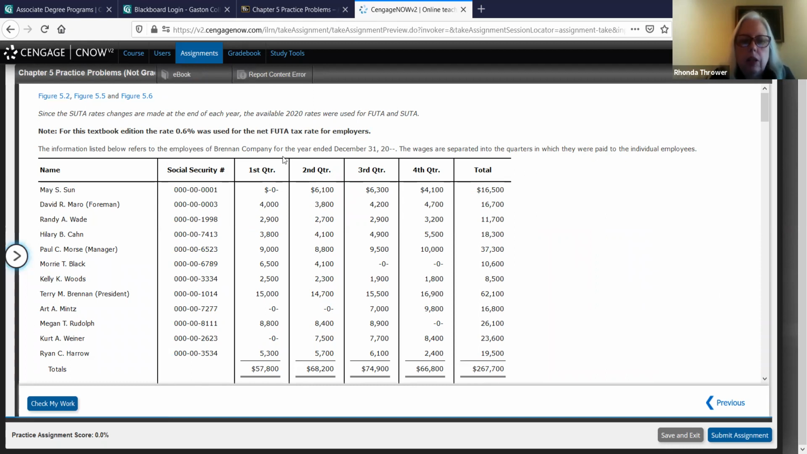And what they've done is they've given you the wages that were paid by quarter for this particular year. And so they've given you the total amount of wages paid for each quarter, and then they added them all together to get the total wages paid to each employee this quarter.